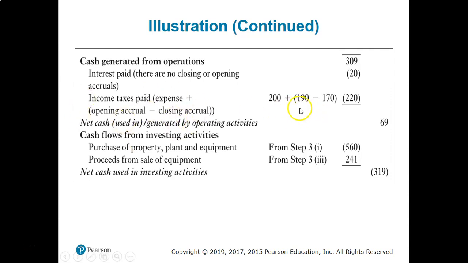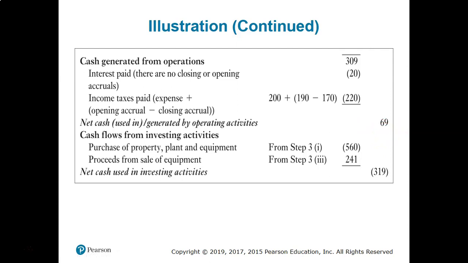The beginning or opening accruals was 190 and closing accruals is 170. That means the accrual decreased. When accrual decreases, you paid more, that means 20 you paid from accruals, and in the current year you paid 200. That means 220 you paid. And yep, that's all about adjustments in relation to operating activities. So the net cash inflow based on operating activities is 69.